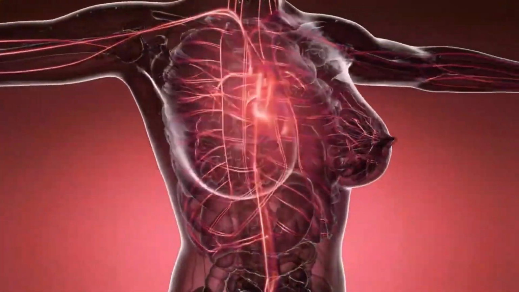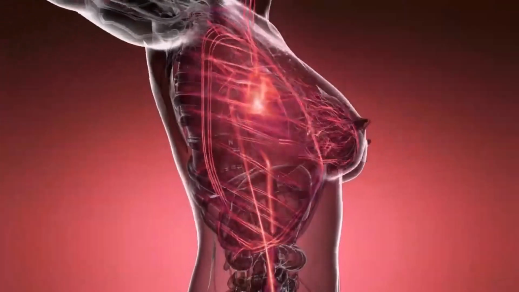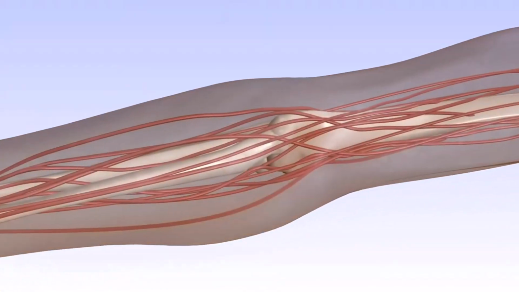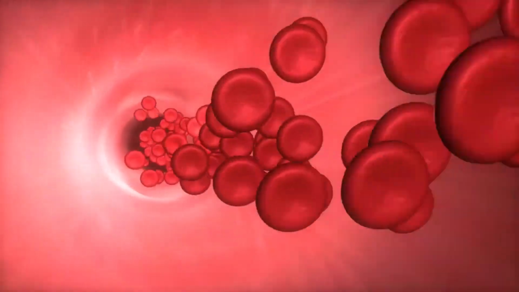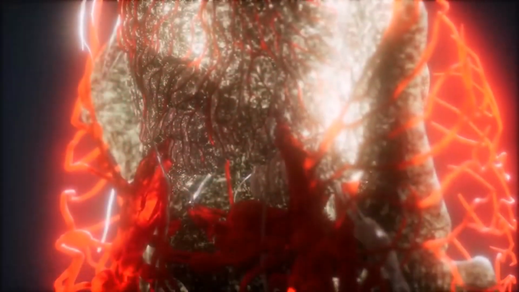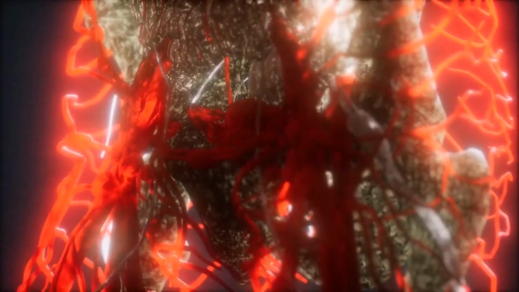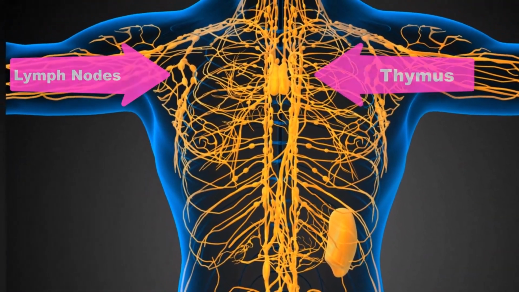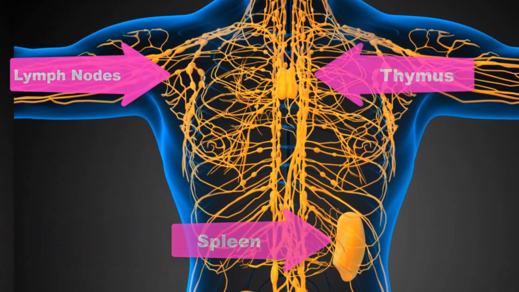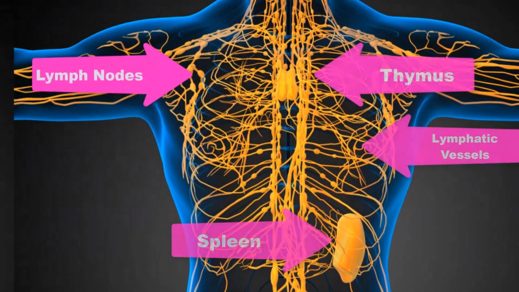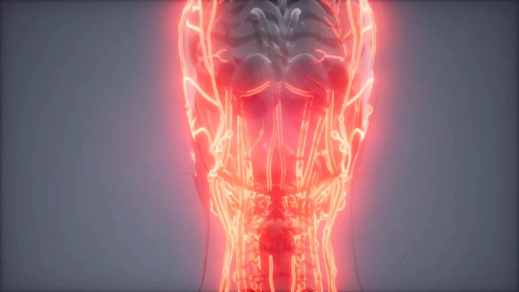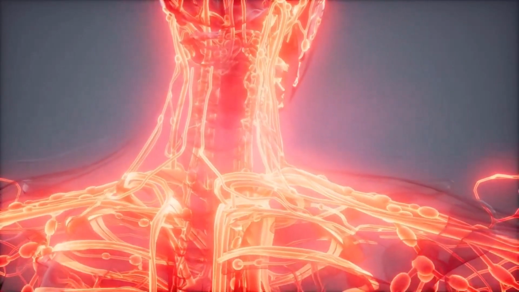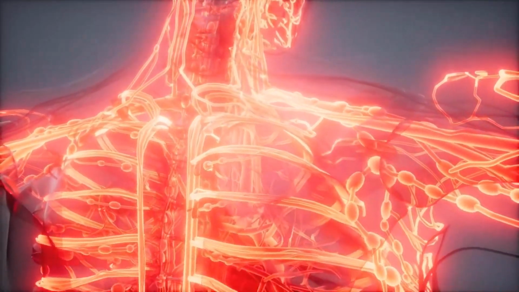The cardiovascular system includes the heart and the blood vessels. The cardiovascular system delivers oxygen and nutrients to the tissues and equalizes temperature in the body. The lymphatic system includes the thymus, the lymph nodes, the spleen, and the lymphatic vessels. The lymphatic system functions to return fluid to the blood and to defend against pathogens that can cause illness and disease.